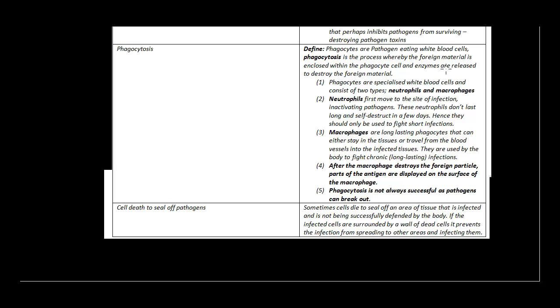Now, these phagocytes are specialized white blood cells, and they consist of two types. There's neutrophils and there's macrophages. Now, these two types do have a slightly different function, and that's mainly related to the amount of time that they stay for and what they do. So neutrophils, they move first. They're the first ones to get there.